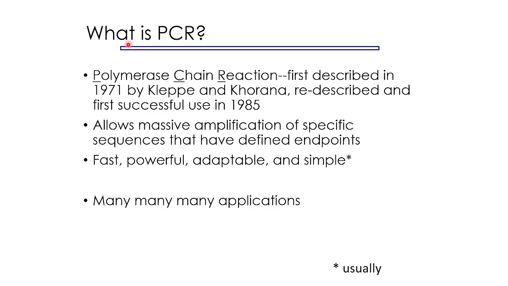So what is a PCR? PCR is a polymerase chain reaction. It was first described in 1971 by Kleppe and Khorana and redescribed and used in 1985. It allows massive amplification of specific sequences that have defined endpoints. So this is a fast, powerful, adaptable, and simple technique that can be used in many applications.